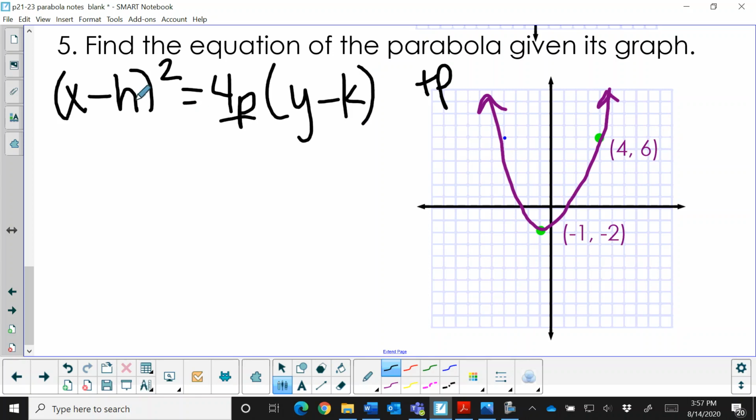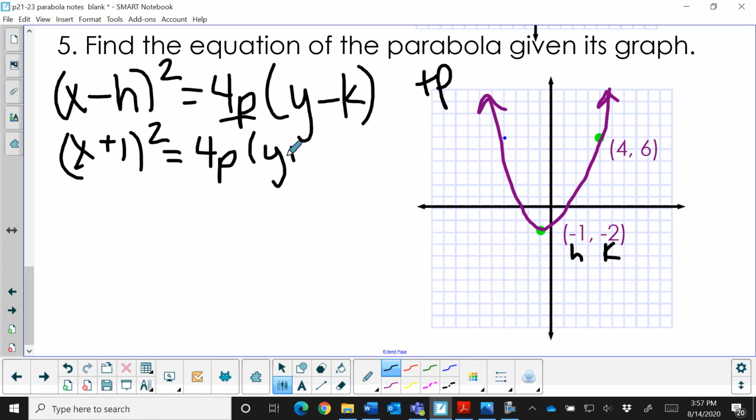Now we already know h and k, so let's plug in our h and k from our vertex. So I'm going to have x plus 1 quantity squared is equal to 4p times y minus k. Y minus negative 2 is plus 2. So always plug in that opposite sign. Now, we don't have the 4p, which we do need to find. And we don't know where the focus is, so that's not going to help us. But we do have a point.